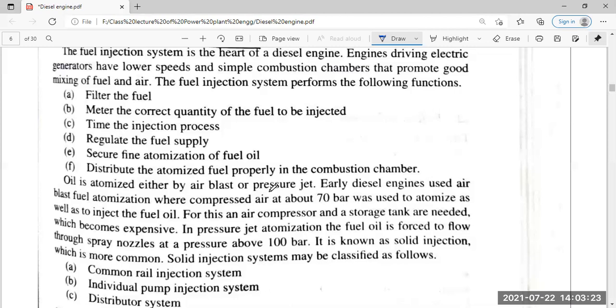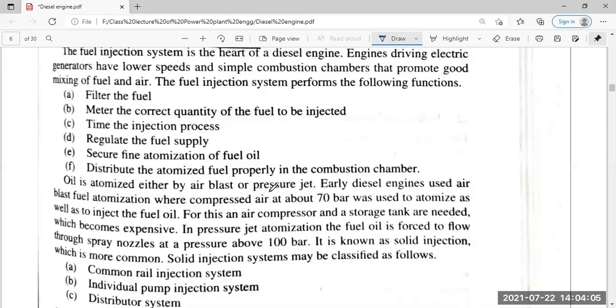For this air, an air compressor and a storage tank are also required. To compress the air you need the compressor, and to store it you need a separate storage tank, which becomes expensive. In pressure jet atomization, the fuel is forced to flow through spray nozzles at a pressure of about 100 bar, so you need a good amount of compression. This is known as solid injection, which is more common.